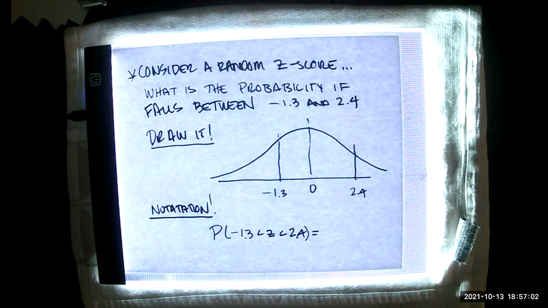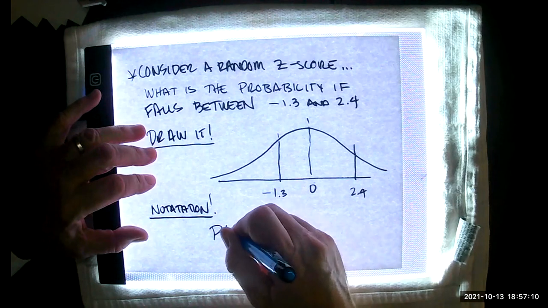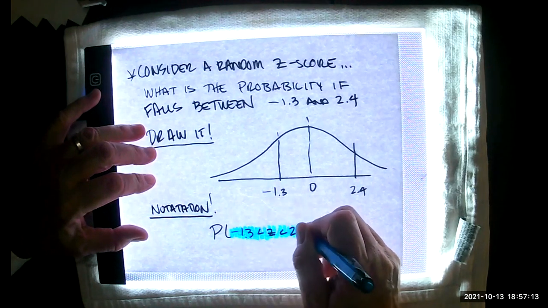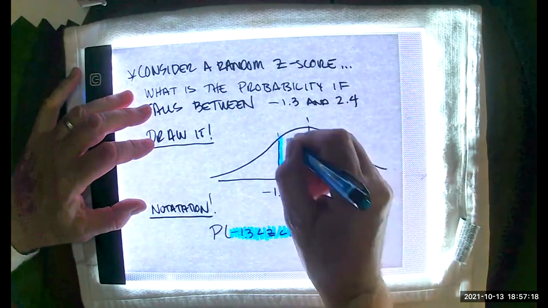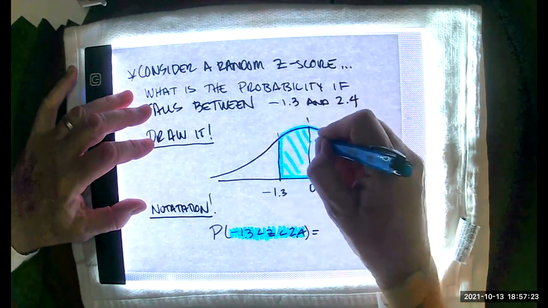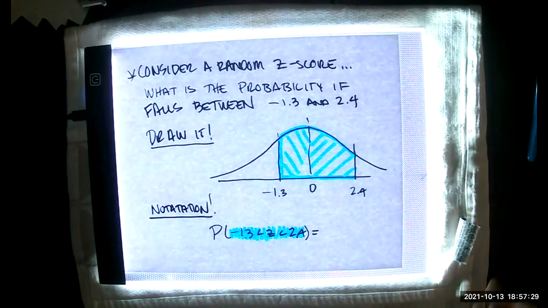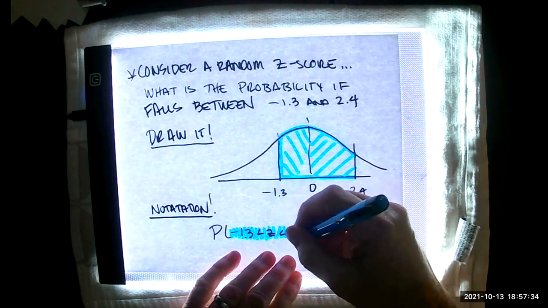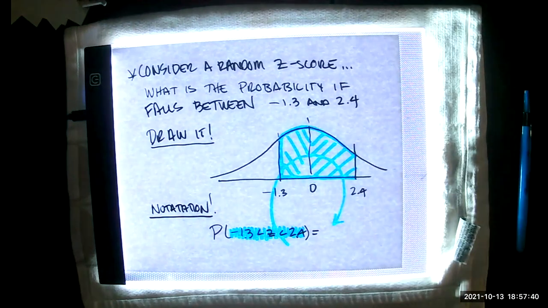Notice the inequality chain from lesser to greater. And what's important here is to note that the probability for that particular interval is equal to this area. So what I need to do is to calculate this area to find my probability.